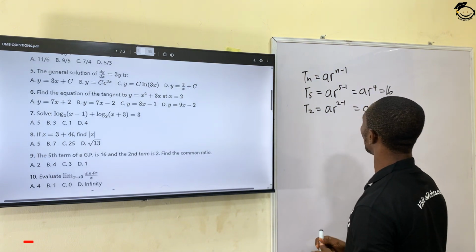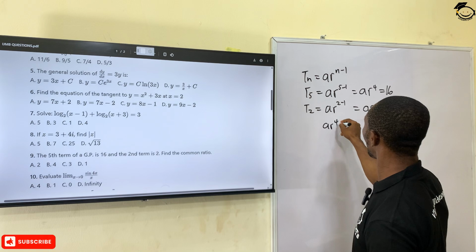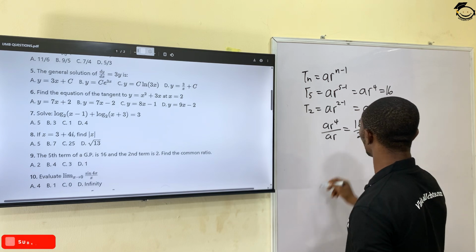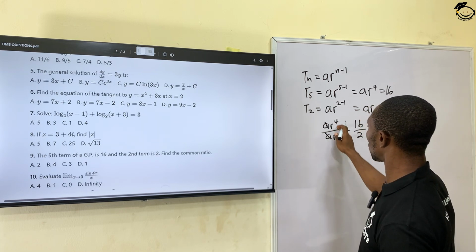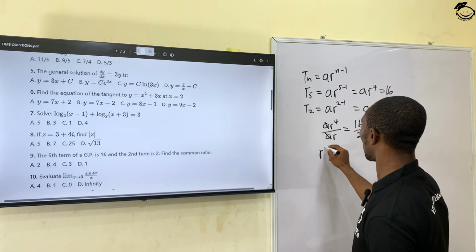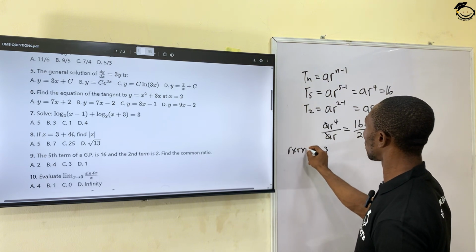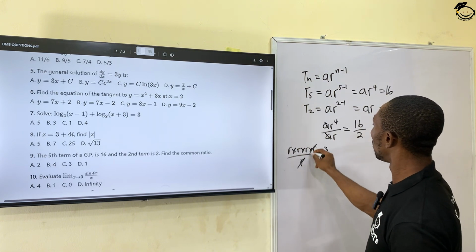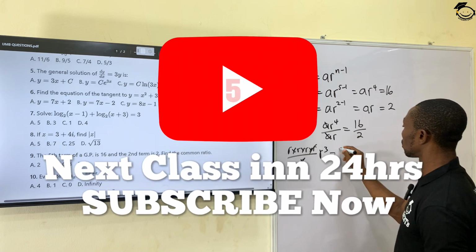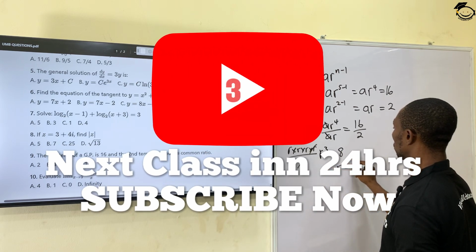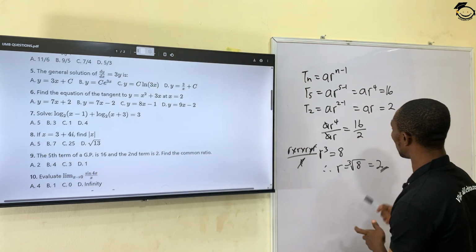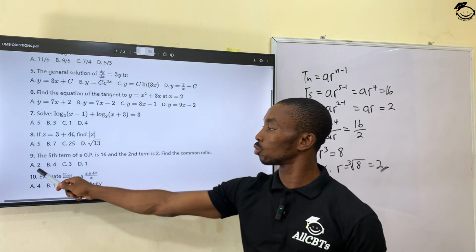Now, to find the common ratio, we will do ar raised to power 4 over ar equals 16 over 2. So we cancel a, leaving us with r raised to power 4 divided by r. So this will become r raised to power 3. How? r times r times r times r over r. We cancel that one, leaving us with r raised to power 3 equals 16 divided by 2, which will give us 8. So therefore, r equals the cube root of 8, which will give us 2. So the value of our common ratio r is 2.